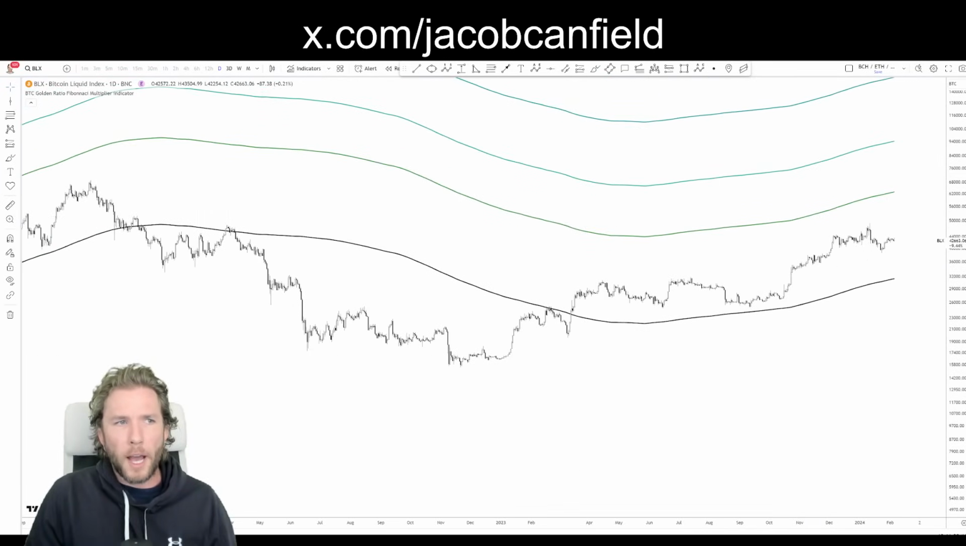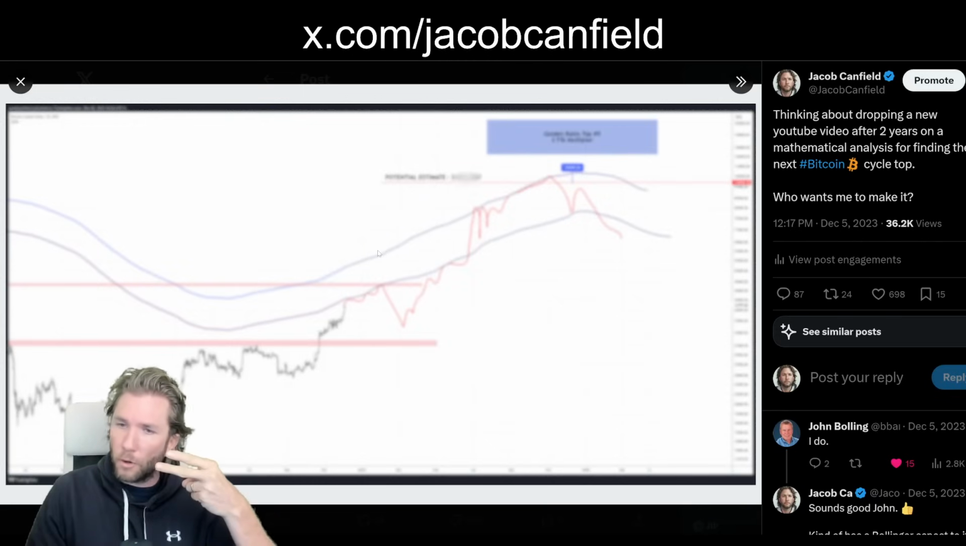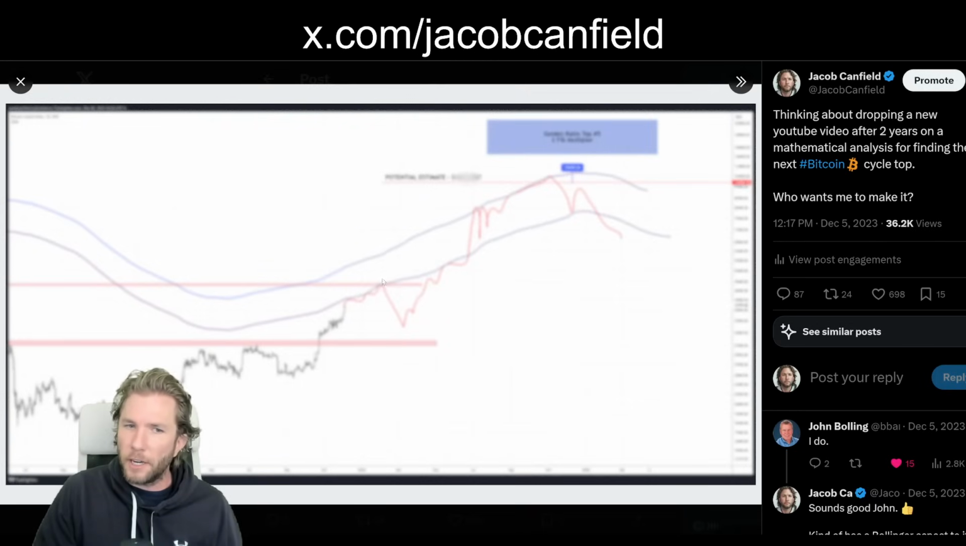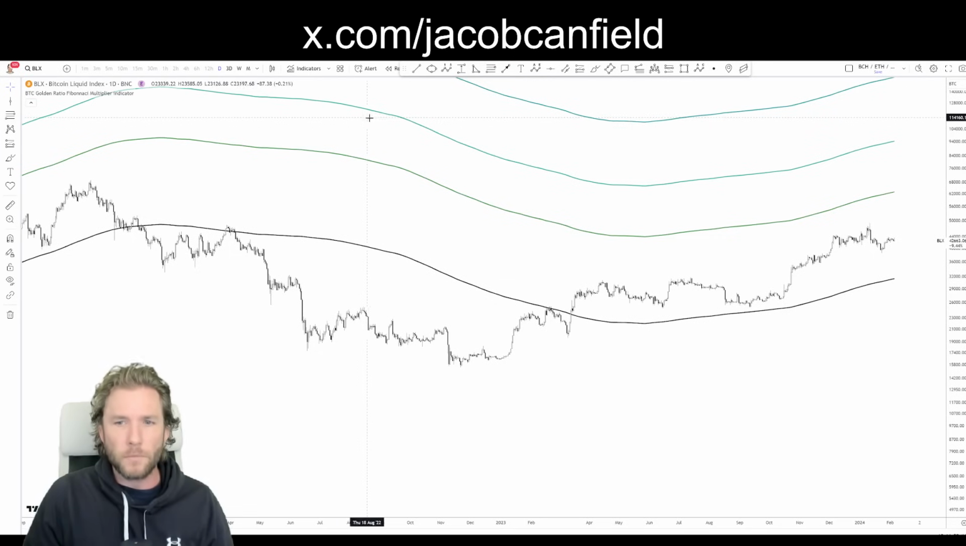So when we go back to that image that I showed, these two lines are actually two of the golden ratio multiplier bands. So this is the one that I just showed you, but this one, I was predicting that this was going to act as some sort of a resistance band. And then this red level here, this is actually the 61.8 level that I've been kind of hinting at on Twitter for quite some time.